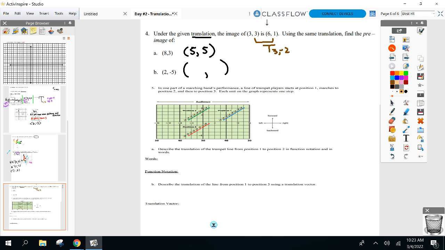Oh, is it 5, negative 3? I got the negative 3 part. I went 3 units over from this number to get 2. 3 units to the right to get 2. Negative 1. There you go. Negative 1, negative 3. Good work. Everyone else good?